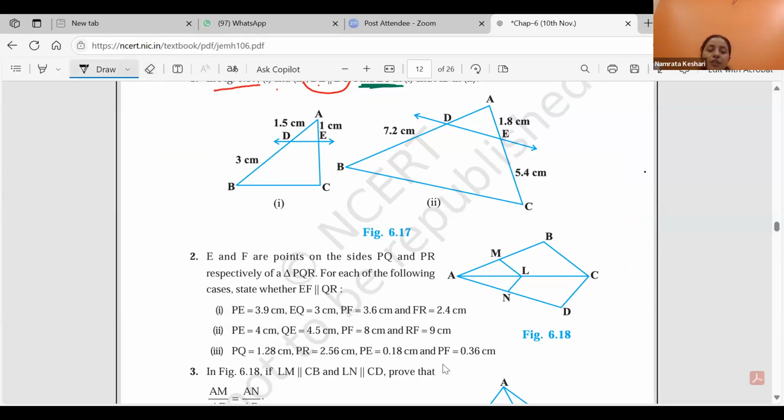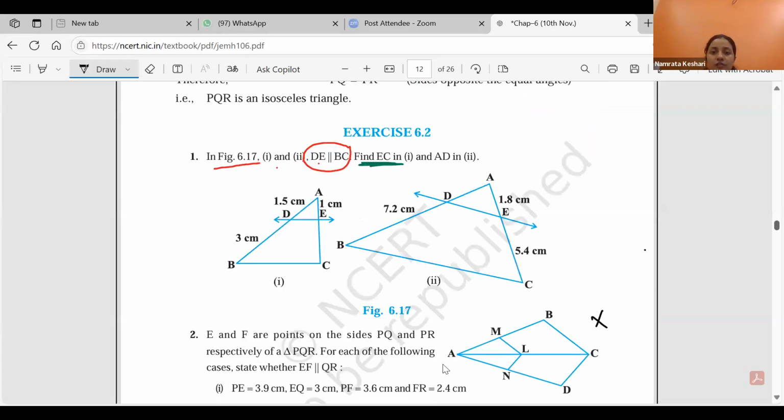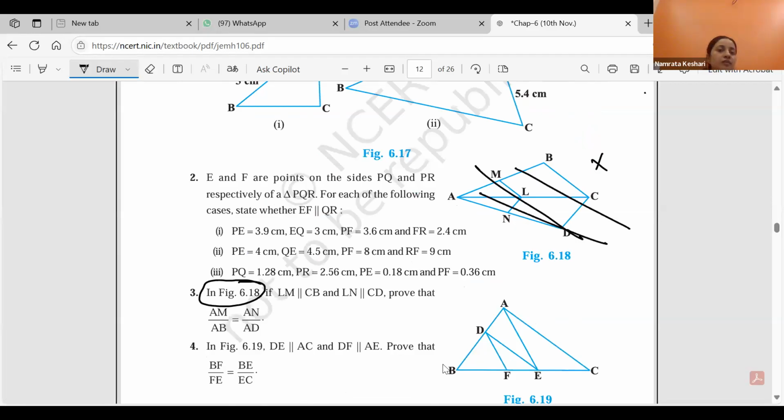E and F are the points on the side PQ and PR. Let's see whether a figure is given or not. Okay, it seems that this figure is for this one. E and F is there? No. This figure is not for this one. Here it's not written that in the figure 6.18. It's written in question number 3 that in the figure 6.18. So this 6.18 figure is not for us. Don't look at it. You have to draw a figure by yourself.